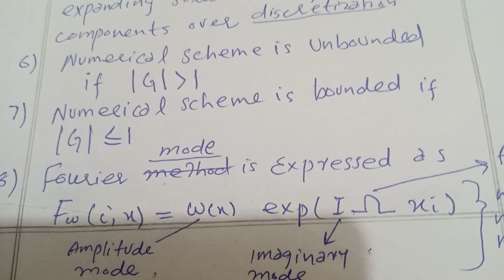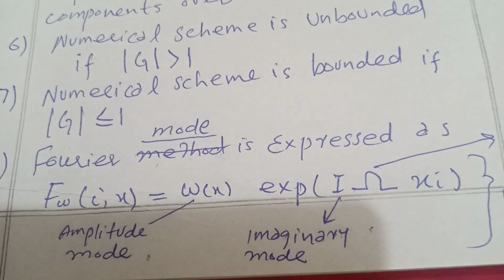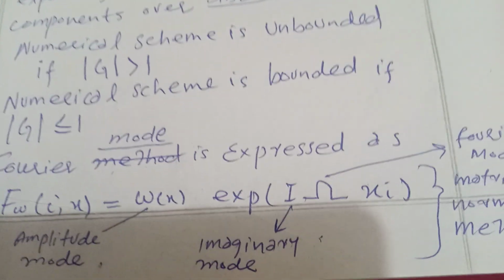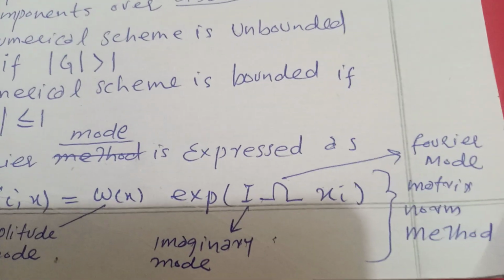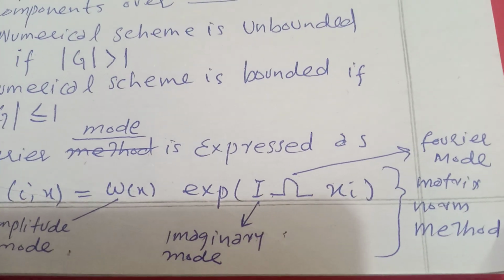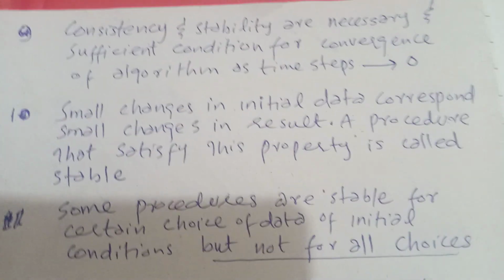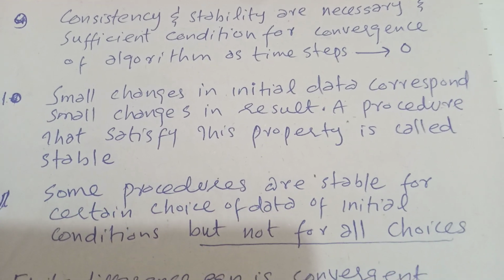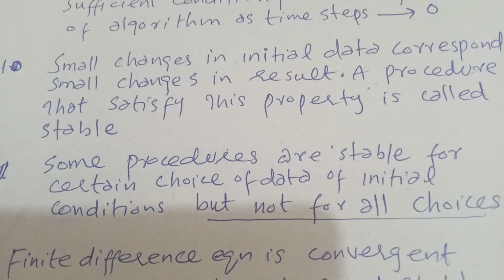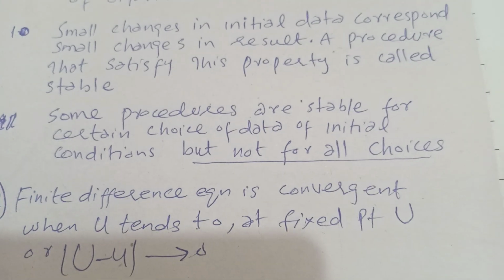Okay, keep in mind here we have W(x) equal to the amplitude mod, while i is the imaginary unit, and the sign for omega is the Fourier mode, and the entire equation is for the matrix norm method. Number next is, consistency and stability are necessary and sufficient conditions for convergence of an algorithm as the time step approaches zero. Small changes in initial data correspond to small changes in the result.